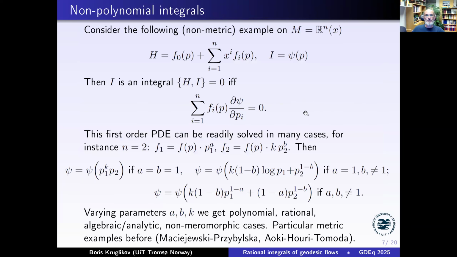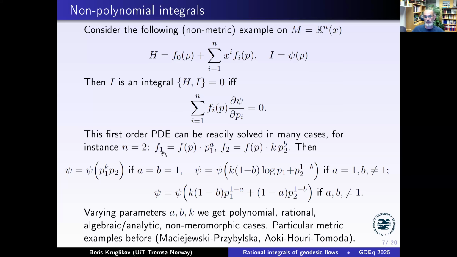Okay, so let's briefly look at non-polynomial integrals, and here's a Hamiltonian which actually doesn't come from a metric in general. F0, F1, and so forth of p are just some functions, and this is affine in the x's. If I write that psi is a function of p, just momenta, no x's at all there, and we write that it's an integral, it's a very simple equation. Here it is, which tells that psi is an integral of a vector field. So it's a first order PDE, linear, and can be really resolved in many cases.